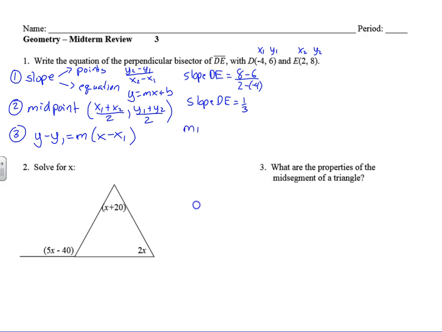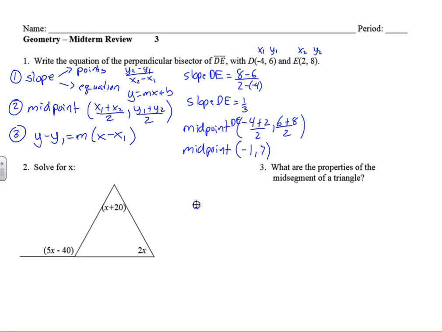So I'm going to find the midpoint now: x1 plus x2 divided by 2, and y1 plus y2 divided by 2. Midpoint formula, that's for you. You have to add and divide by 2. So this is going to become negative 2 over 2, which is negative 1, and then 14 divided by 2 is 7.